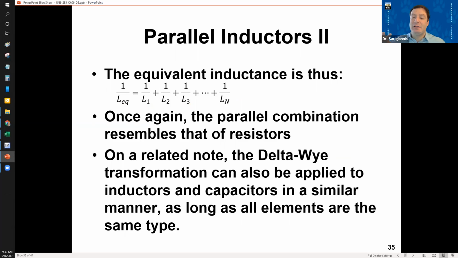Capacitors are treated inversely to resistors. So series capacitors, you take the inverse. Parallel capacitors, you add them. Series inductors, you just add them. Parallel inductors, you take the inverses. So inductors and resistors share that similarity. Capacitors are inverse to both of them.